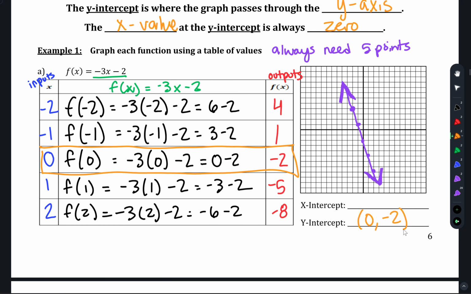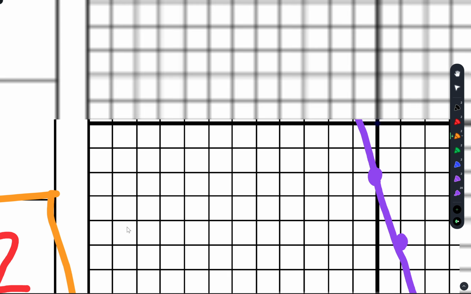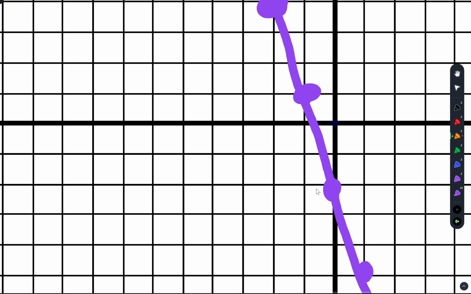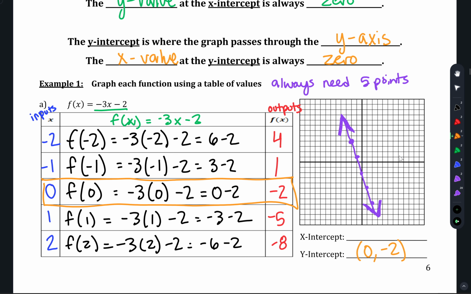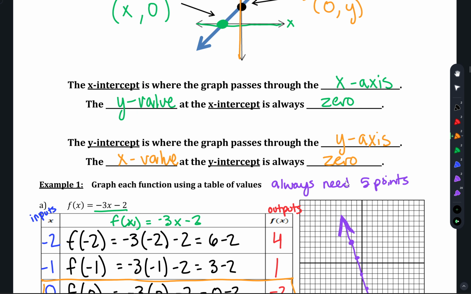Now, sometimes we can look at our graph and get the x-intercept. However, take a look at this graph. We see that the line is kind of going through the middle of a box. I'm not going to eyeball this. I'm going to actually figure out what this point is. The easiest way to do that: the x-intercept is where the graph passes through the x-axis. The y value at the x-intercept is always 0.